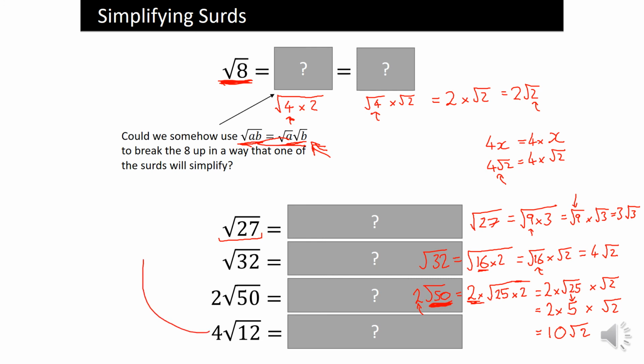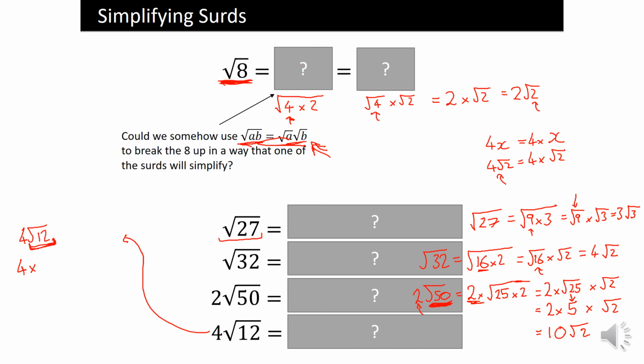And I've run out of space, I'm going to do this next one over here. If you want to pause and have a go at this one, you can, just to see if you've worked out from the previous ones. So we've got 4 root 12. So let's look at just the root 12. So 4 stays the same, we're not doing anything with that because that's already in its simplest form.